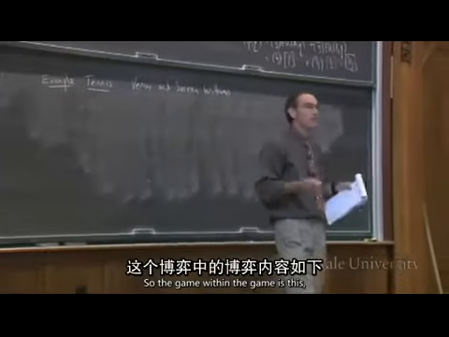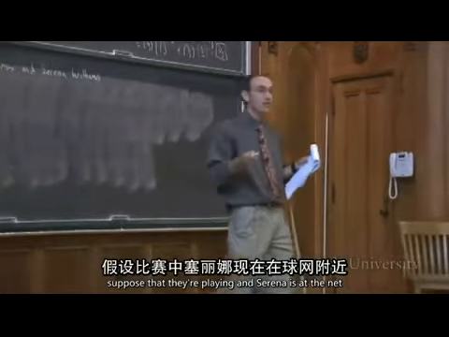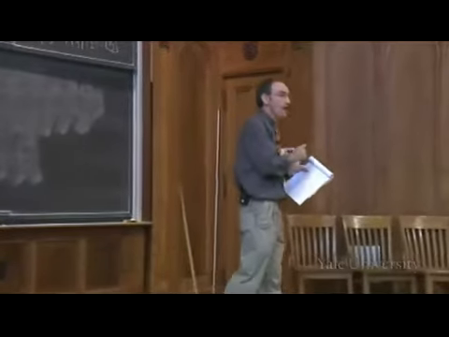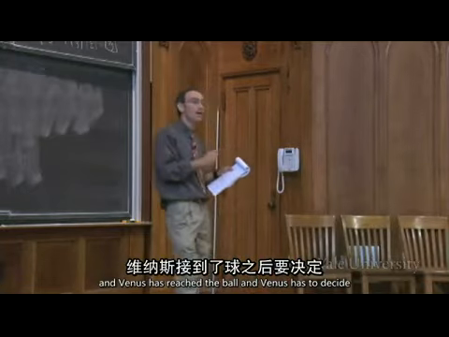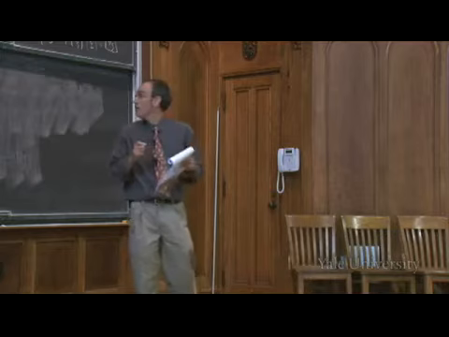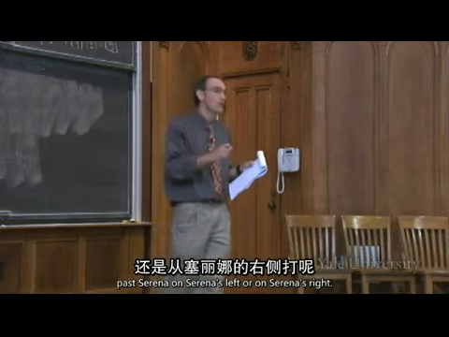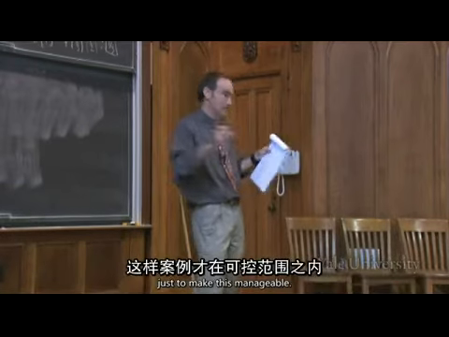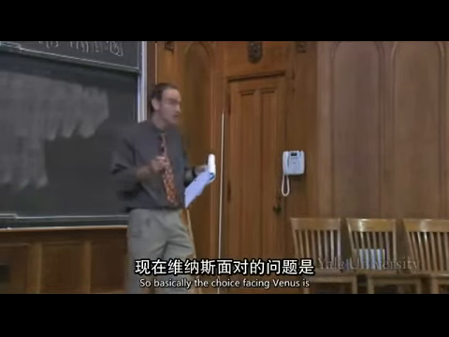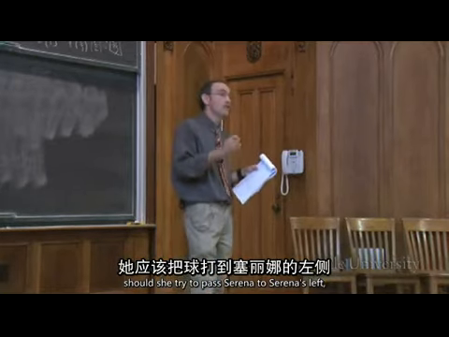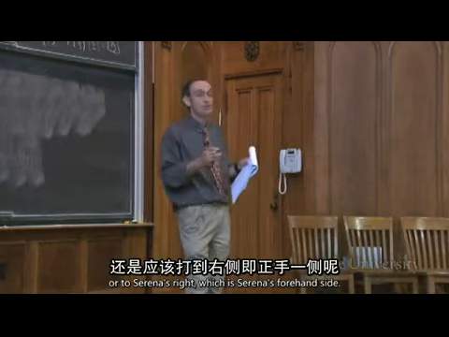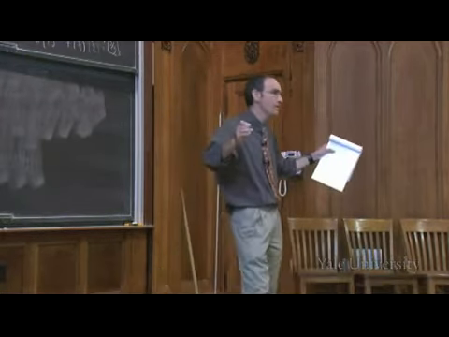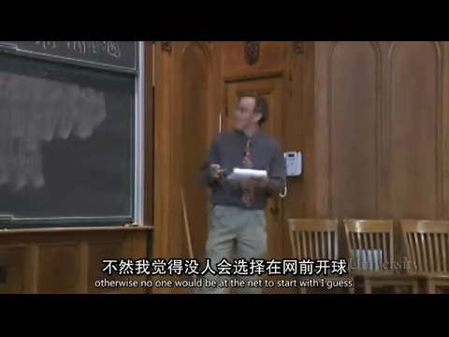All right? So the game within the game is this. Suppose that they're playing and Serena is at the net, and the ball is on Venus's court, and Venus has reached the ball, and Venus has to decide whether to try to hit a passing shot past Serena on Serena's left or on Serena's right. And I'm going to exclude the possibility of throwing up a lob for now, just to make this manageable. So basically, the choice facing Venus is, should she try to pass Serena to Serena's left, which is Serena's backhand side, or to Serena's right, which is Serena's forehand side? People are familiar enough with tennis to understand what I'm talking about? So we're going to assume this is Wimbledon, otherwise no one will be at the net to start with, I guess.